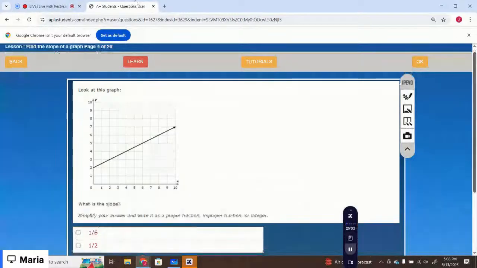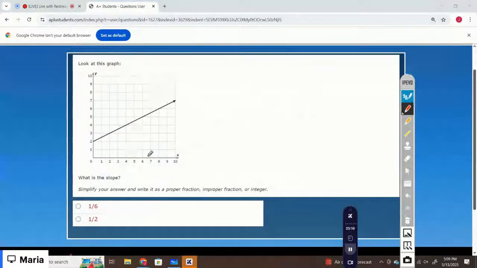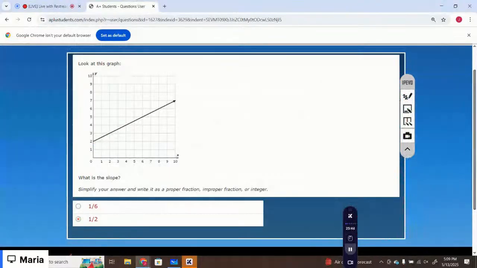Look at this graph. So the slope is 1 over 2. Option number 2 is the correct option.